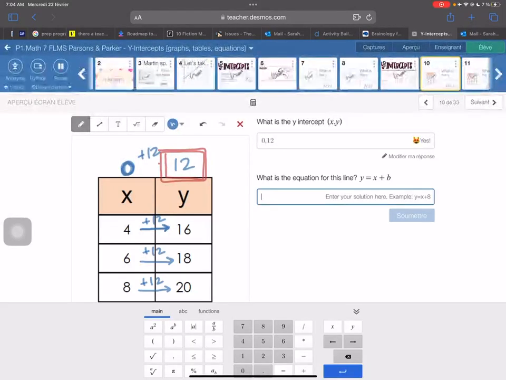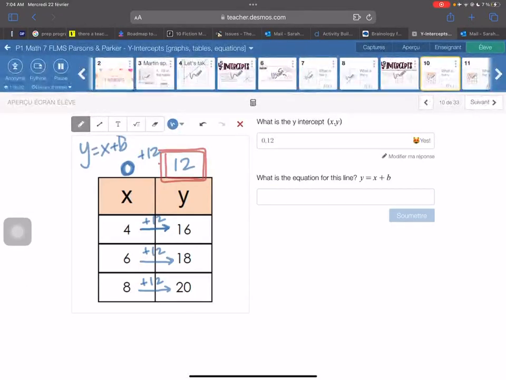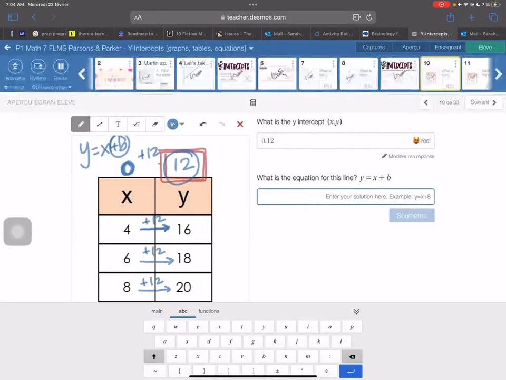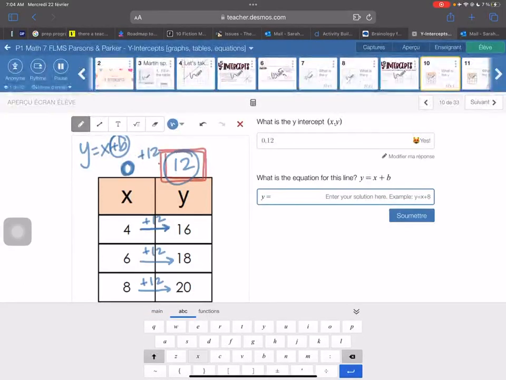The equation for this line, again, is in the form y equals x plus b. And I'm replacing that b with the y-intercept. Instead of on a graph, it is now on a table. So y equals x plus 12.